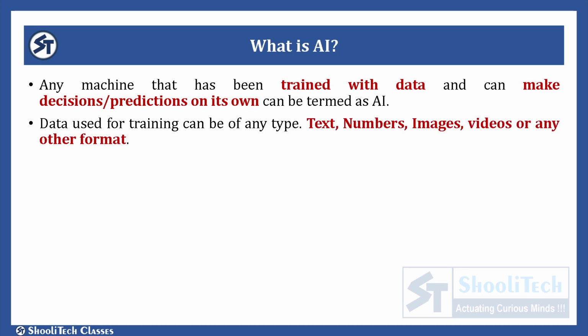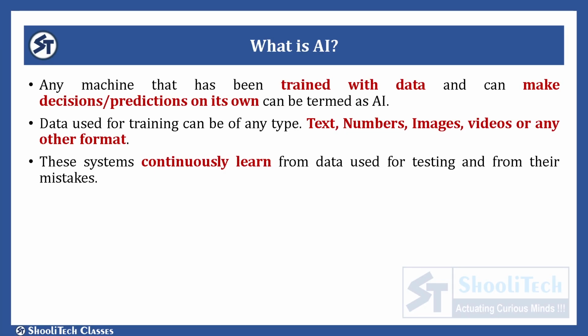Now, the data that we use to train such model can be of any type. It can be text, numbers, images, videos, or it can be of any other format. Such systems continuously learn from data and improve themselves. Means even after training, when we test the model, it learns from the testing data also.